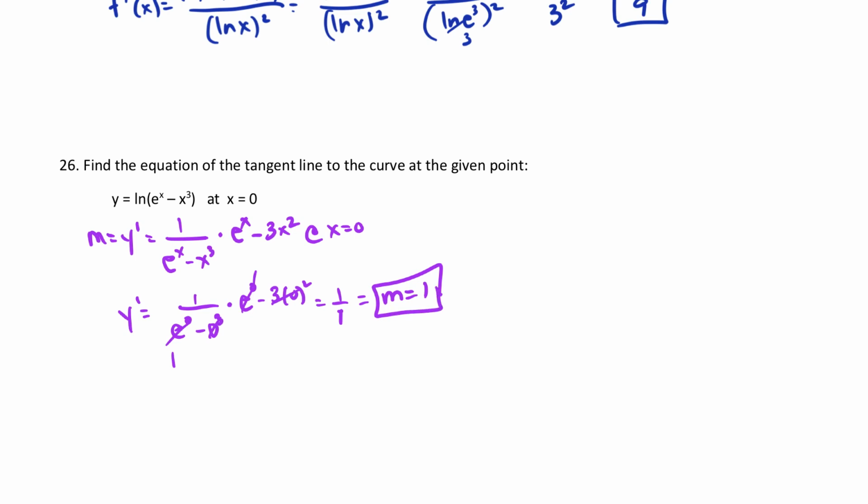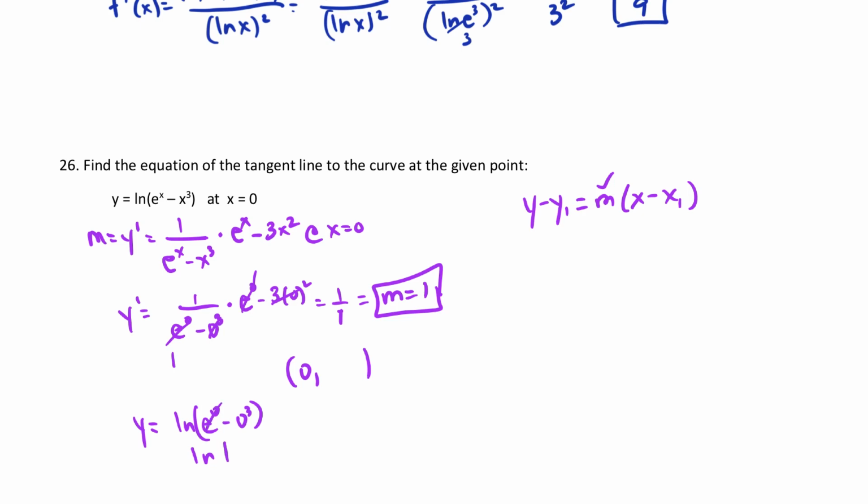And now I need to find the point. So y minus y1 equals m times x minus x1. I have this, and I need to find my point. When x is 0, what's y going to be? Well, let's plug it in. Y equals ln of e to the 0 minus 0 cubed. Well, this just ends up being ln of 1, which is 0. All right, so I plug these in, y 0 here, 1 there, 0 there. I just end up simply with y equals x as my tangent line.